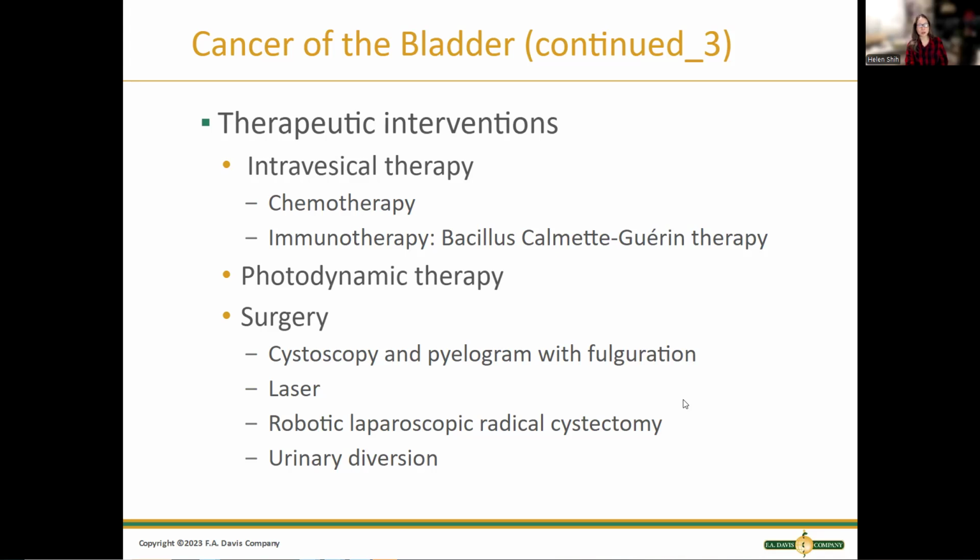But as you know, the issue with chemotherapy a lot of times is that it's non-selective for how it kills the cancer cells. And so sometimes it will also end up killing healthy cells instead. Immunotherapy, though, is a very cool concept for treating cancer. And in your book, it talks about something called Bacillus Calmette-Guerin therapy for immunotherapy.